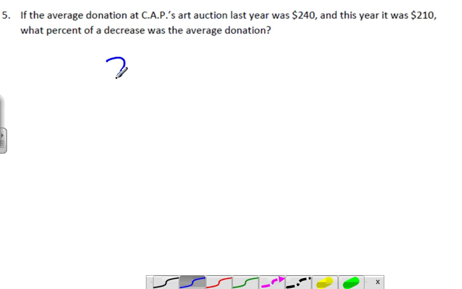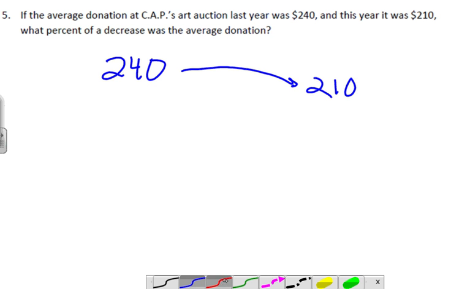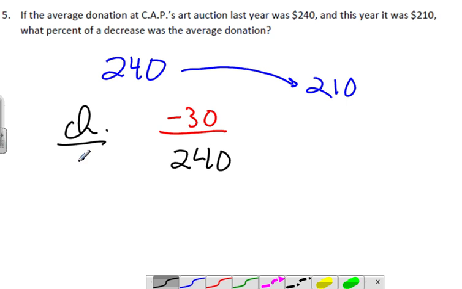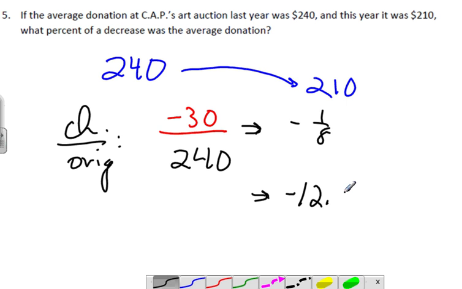So last year was 240. This year it went down to 210. So as usual, the percent decrease will be the change, down $30, divided by the original. Always the change over the original. So we have a decrease of 1/8, which is a decrease of 12.5%.